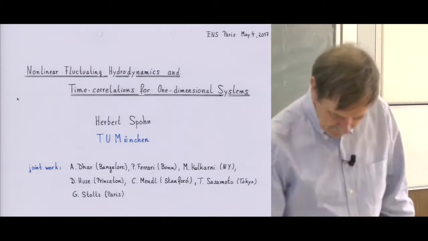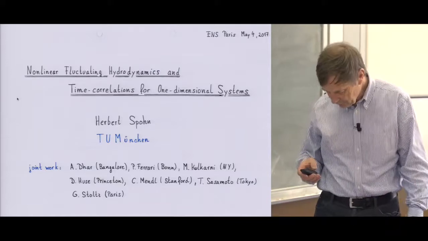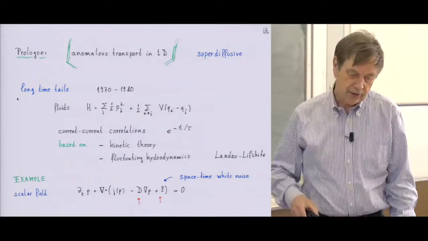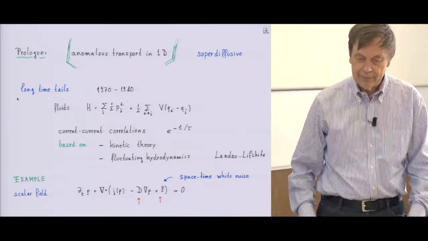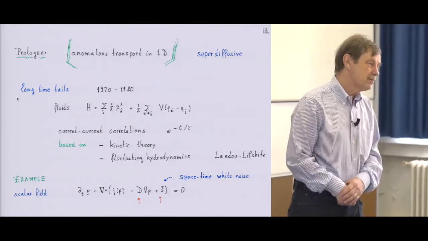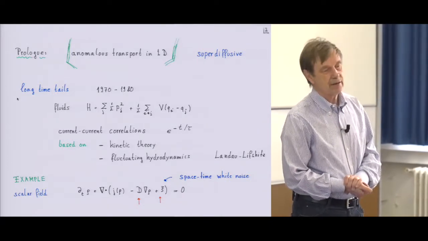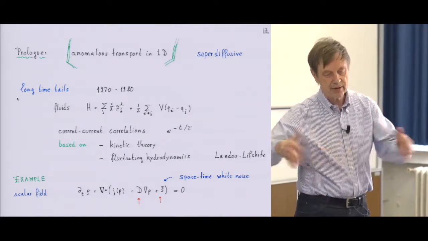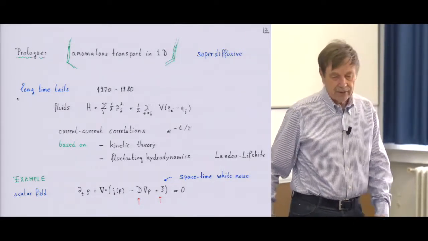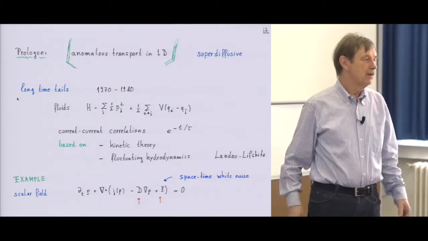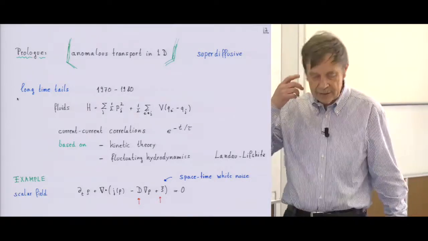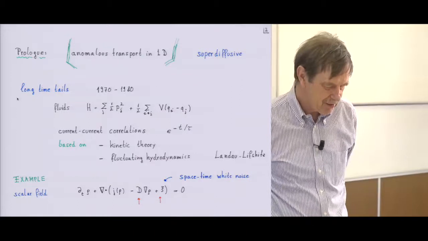But before going into the actual subject, I have to give you some introduction. Okay, so here's the prologue. Everything is centered around this observation that transport in one dimension is anomalous, which basically means that if I take a system and ask how much energy is transported through the system, it will not follow Fourier's law, but will be different from what we are used to, let's say, for ordinary three-dimensional fluids.